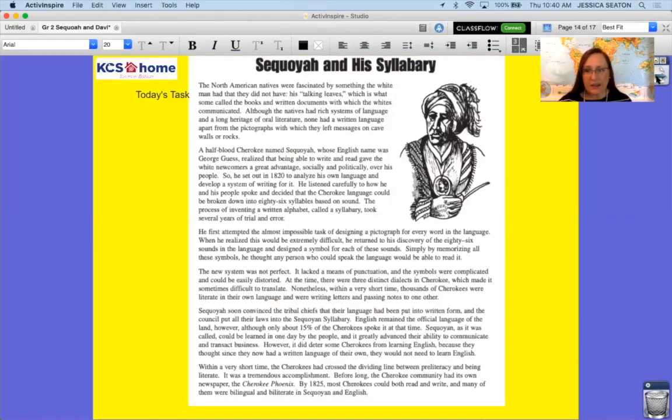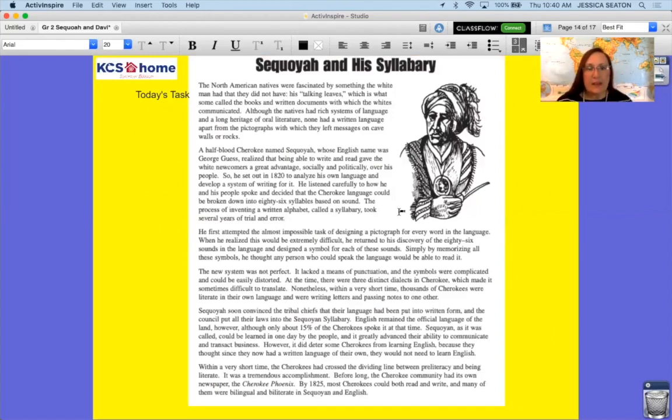So let's talk about today's tasks. You have 2 tasks for today, and we're going to read a little bit about Sequoia and his syllabary. And there's a fun activity to go with it, and then we're going to learn a little bit more about Davy Crockett. So let me read the article that I would like for you to do independently.